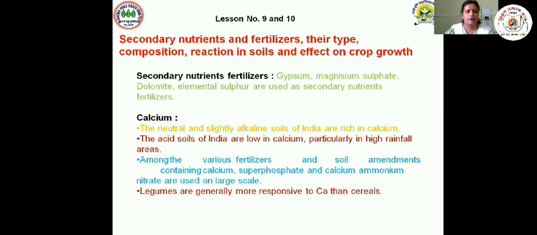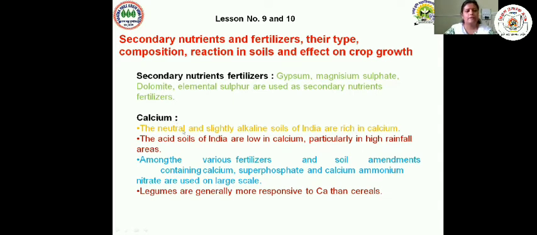We already learned which are the primary nutrients and which are the secondary nutrients. Calcium, magnesium, and sulfur are the secondary nutrients, and the secondary nutrient fertilizers are the examples which provide these nutrients. The first secondary element is calcium.